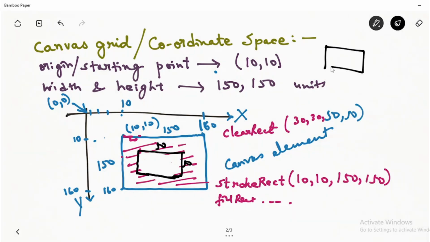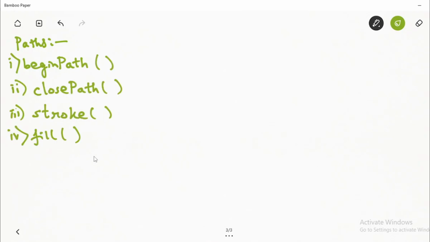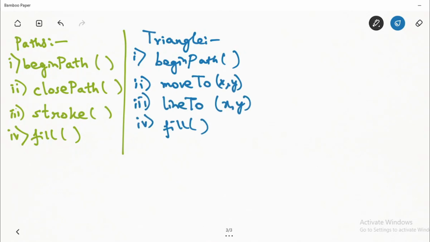Now next we will move on to paths. For that, the following methods are to be taken into consideration. These are beginPath, closePath, stroke and fill. Similarly, for drawing a triangle, the methods that need to be considered are the beginPath method, moveTo, lineTo, and of course if we want to fill the triangle, we are going to use the fill method.